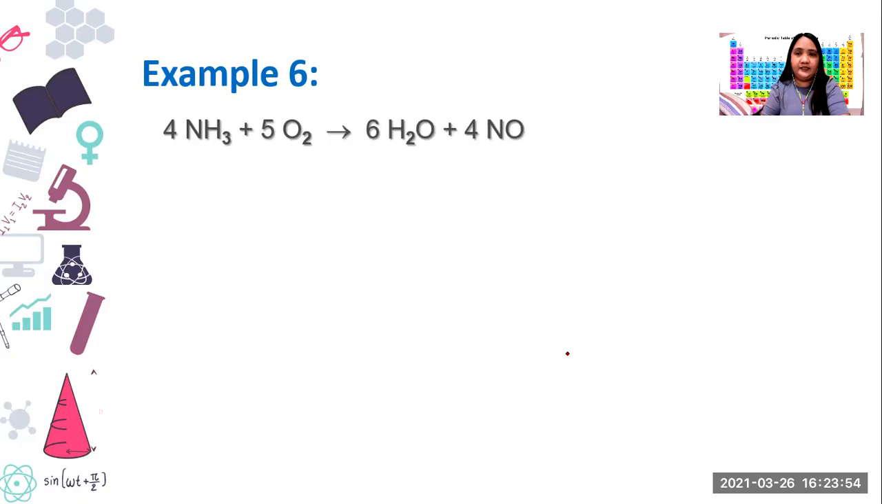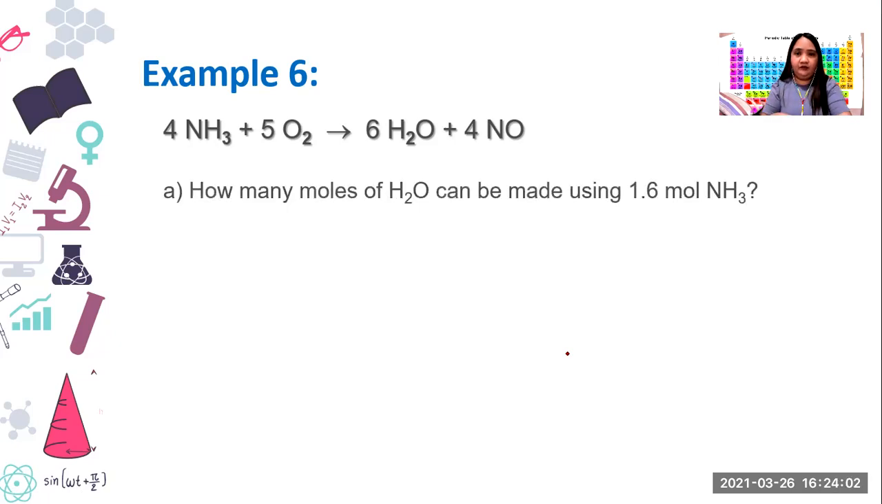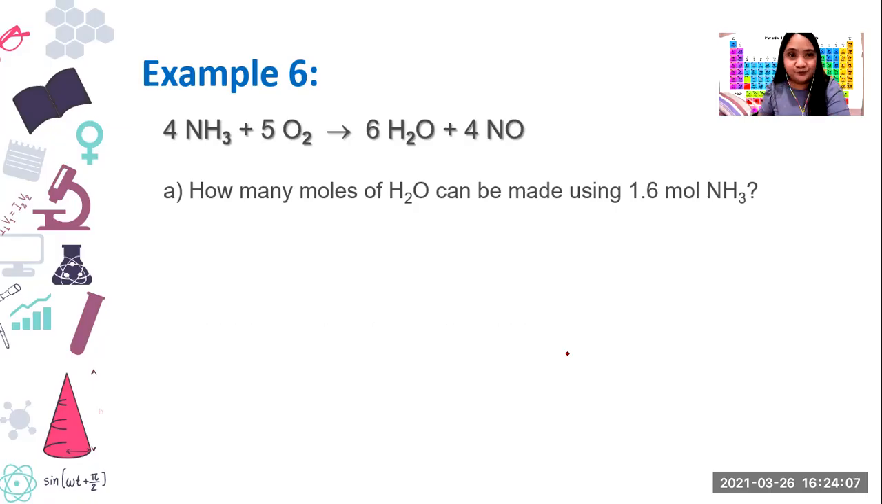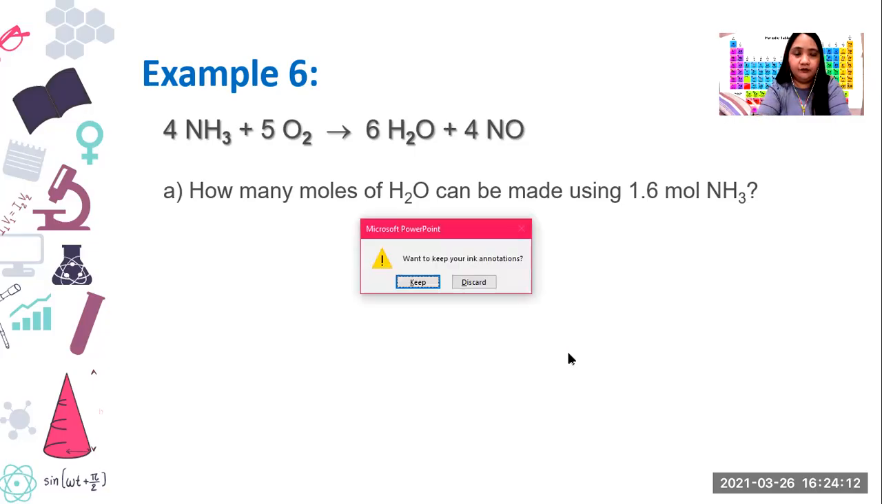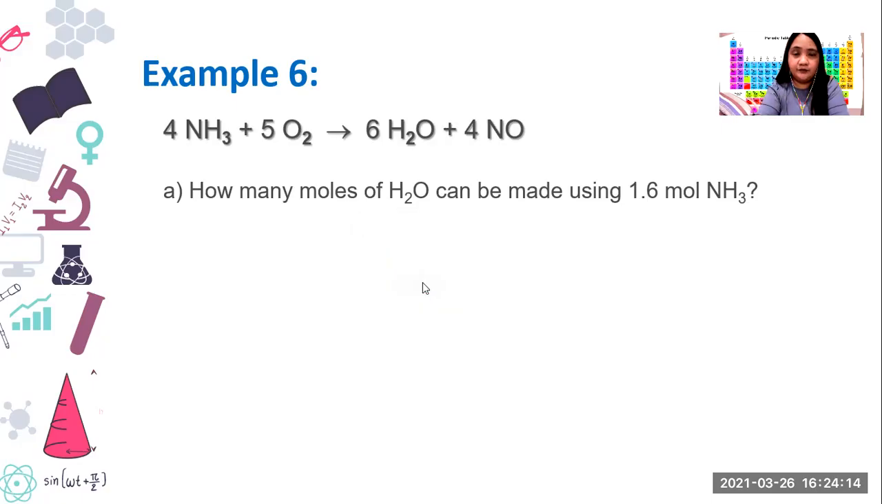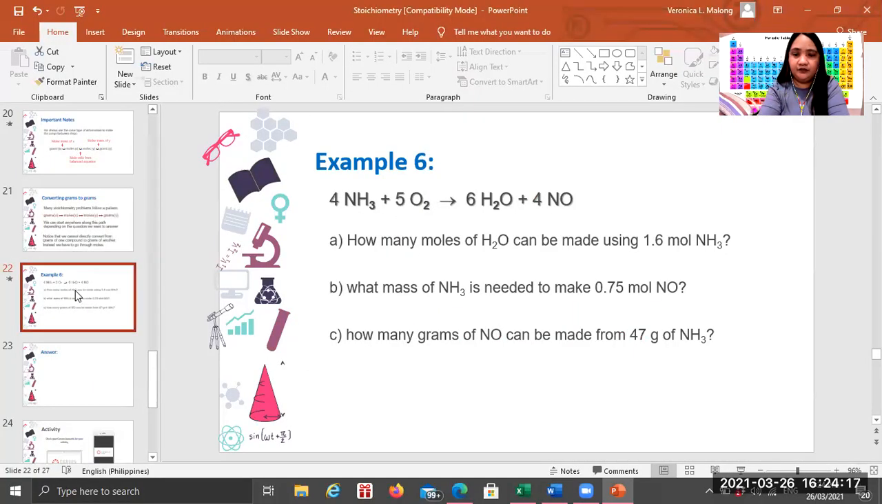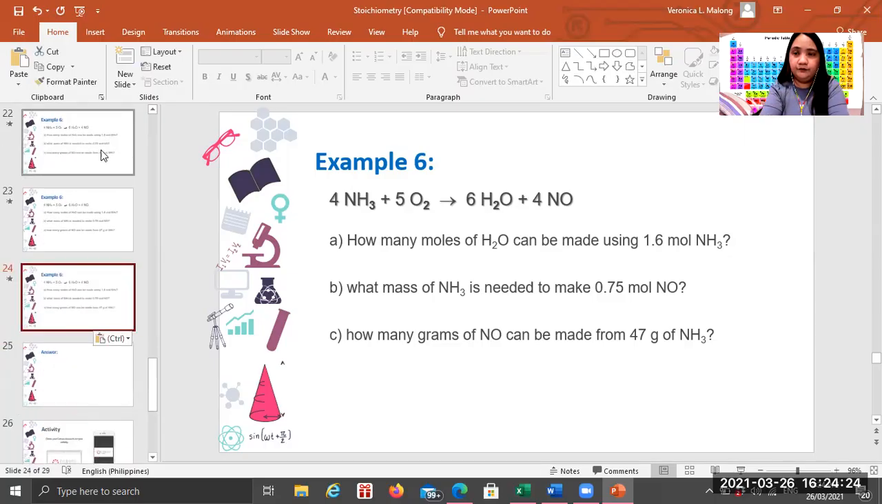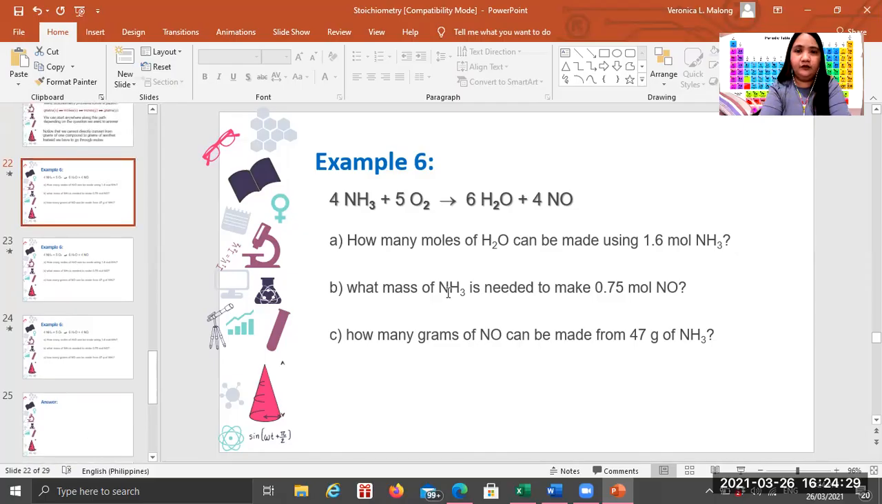Okay. Let's have this example. 4NH3 plus 5O2 yields 6 water plus 4NO. I don't have this, it doesn't have any annotations already, so let's start. But give me a moment, I'm just going to copy it so that I can have blank pages. Let's have this one. Okay, there you go.